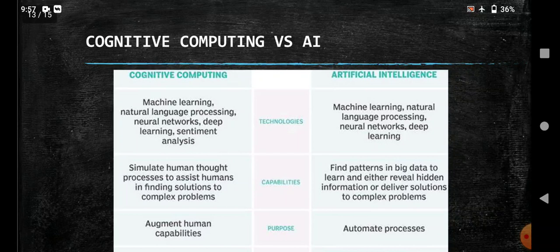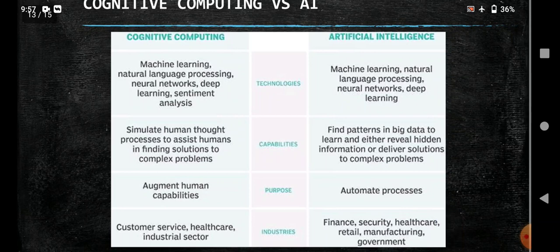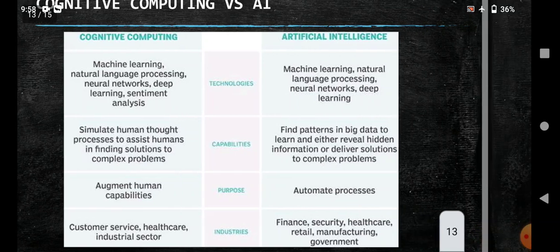The purpose of cognitive computing is to augment human capabilities, whereas the purpose of artificial intelligence is to automate processes. Finally, cognitive computing is used in customer services, healthcare, and the industrial sector, whereas artificial intelligence is used in sectors such as finance, security, healthcare, retail, manufacturing, government, etc.